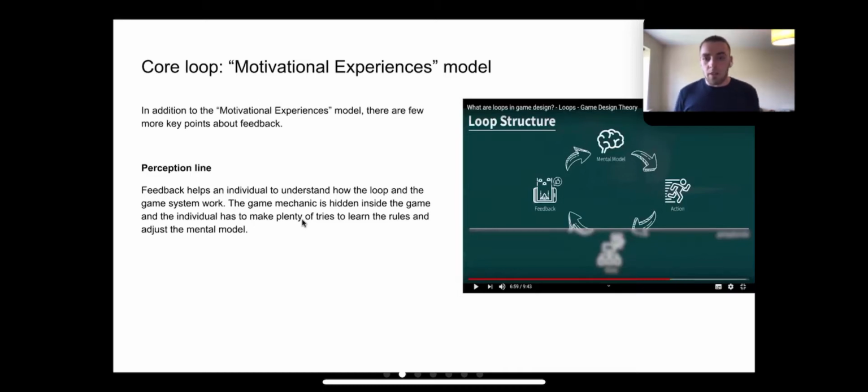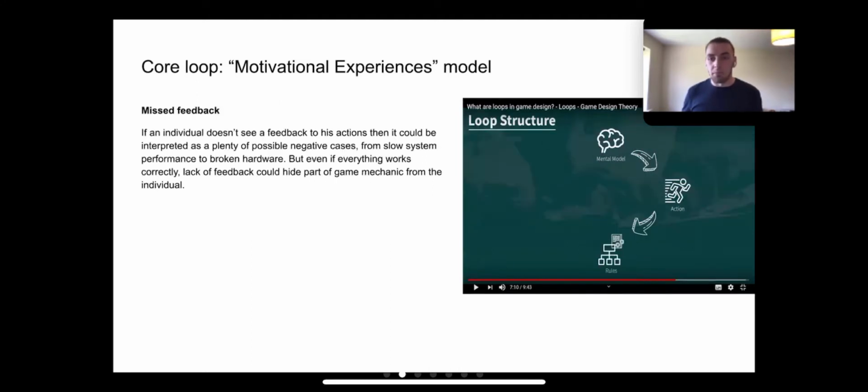I found a good term, the perception line. Initially, the player has a mental model, some image of the system of the game in his head, and he makes an action. Then some mechanic happens inside the game. The player doesn't know all the rules, and then the player sees feedback. That feedback then affects the mental model. So this is an important part of the loop.